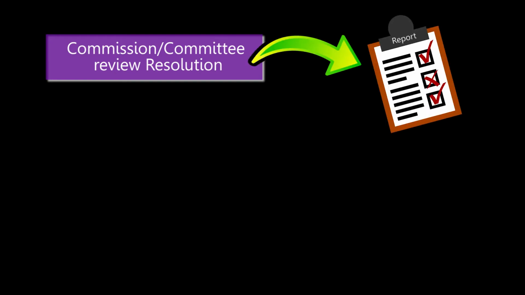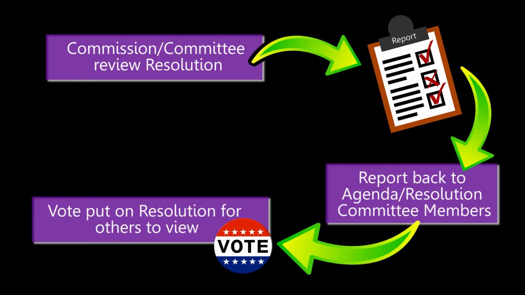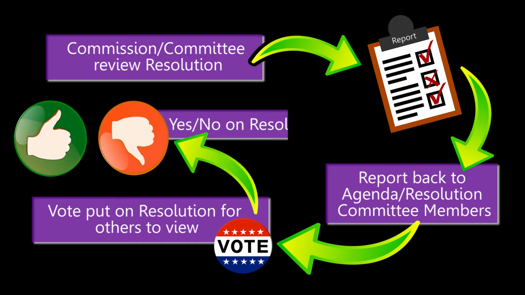So once the committees and/or commissions have reviewed those resolutions, there is a report that they need to make back to the Agenda and Resolution Committee members. What they do is then place that particular vote on the resolution for the resolution reader to make the report back to the delegation once this resolution is read on the floor. This helps the delegation actually make a decision as to whether or not they should approve or disapprove this resolution.